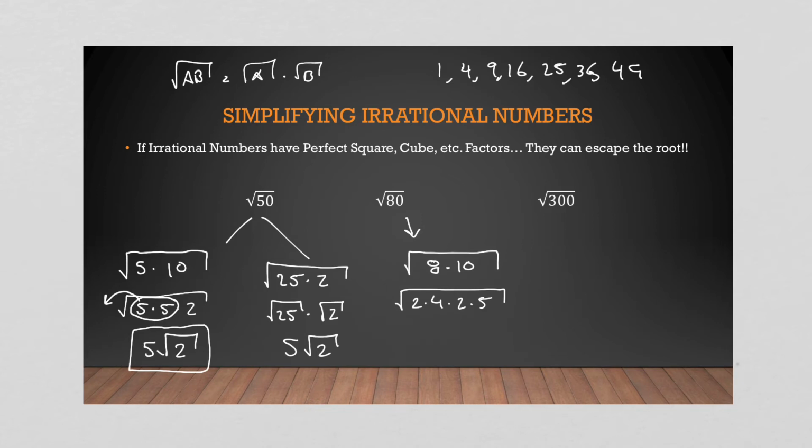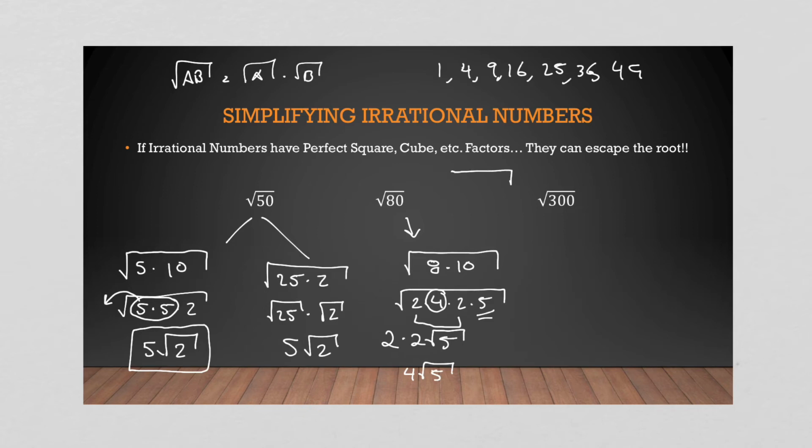Well, then you get to a point where you're like, okay, I'm looking for perfect squares. Well, 4 is a perfect square, so that means a 2 is coming out. And then I have 2 more 2's, which means another 2 is coming out. And then what's left on the inside? Just the 5. So that simplifies all the way to 4 times root 5.